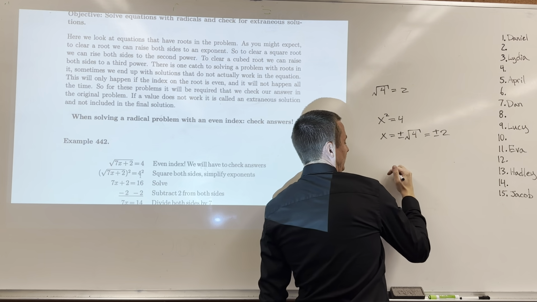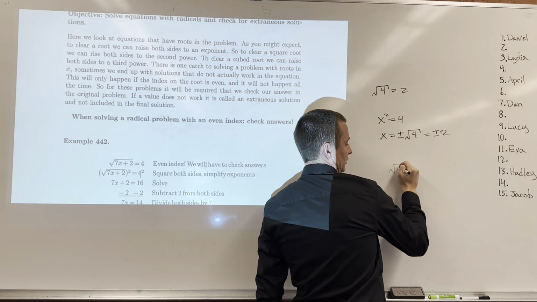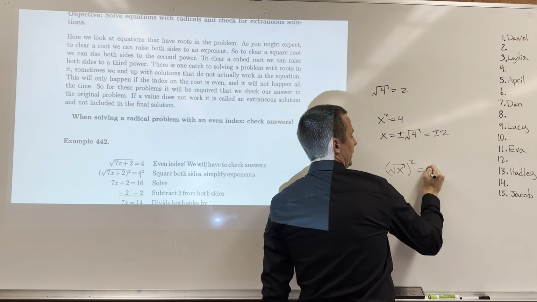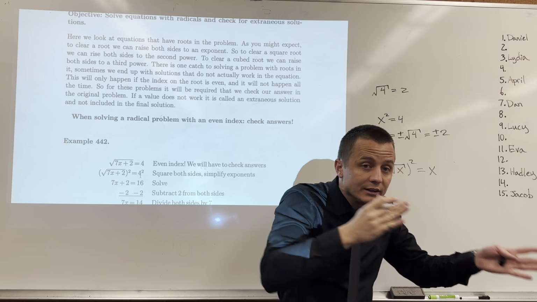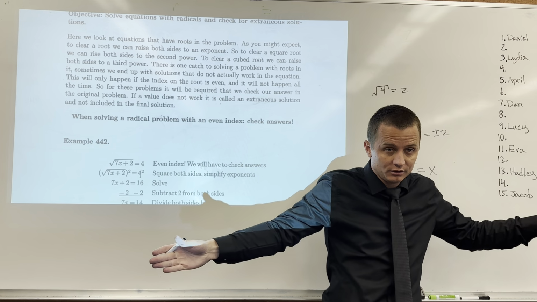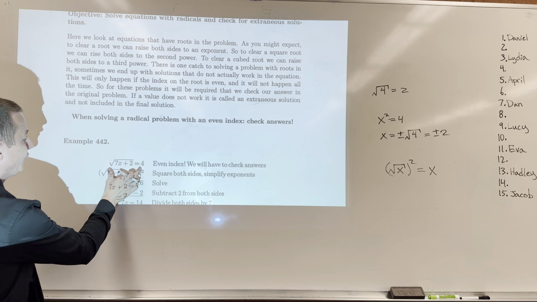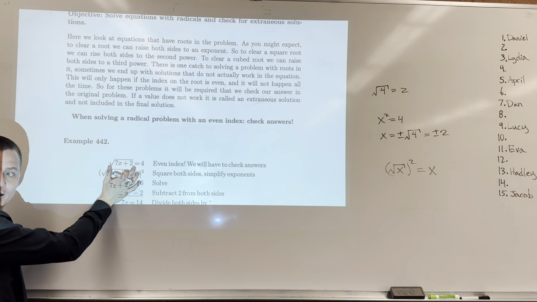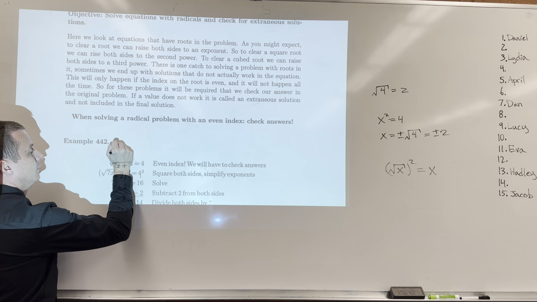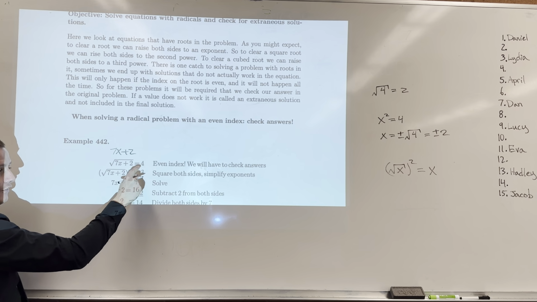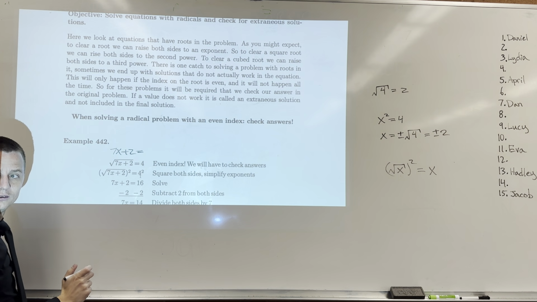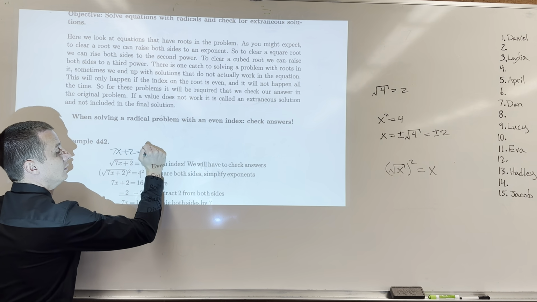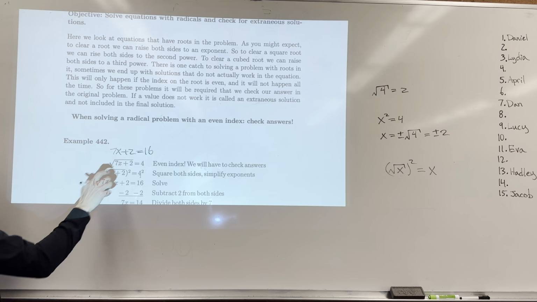If I have the square root of x and I decide to square it, what do I get? Just x. Squaring just undoes the square root. So over here, if I square the square root of 7x plus 2, I get just 7x plus 2. If I square 4, what do I get? 16. So now I know 7x plus 2 is equal to 16.